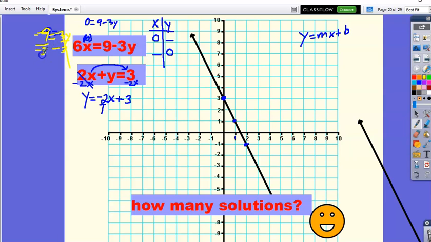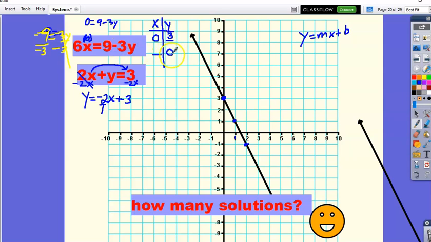Negative 9 divided by negative 3 is a positive 3. Okay? So I'm done with that one. I replaced the x with 0. It wiped that out. I moved 9 to the other side. It became negative 9, and then I divided it by the negative 3.